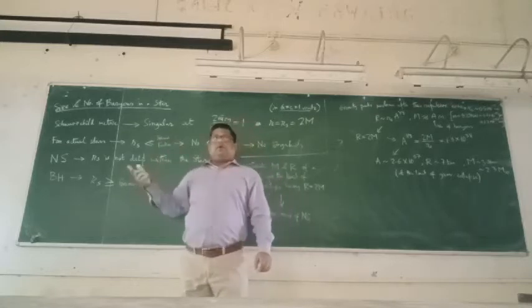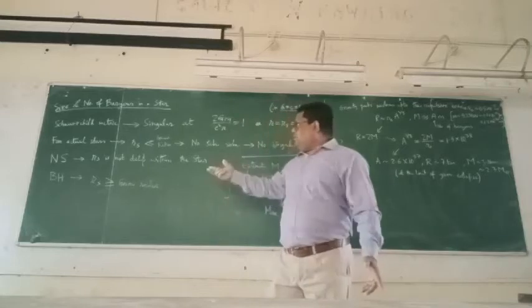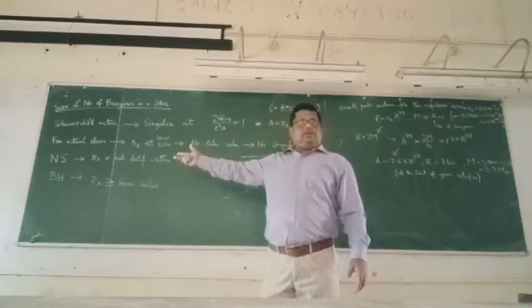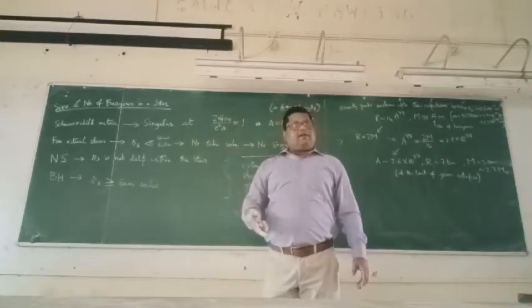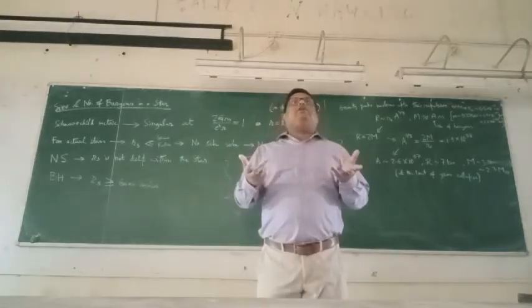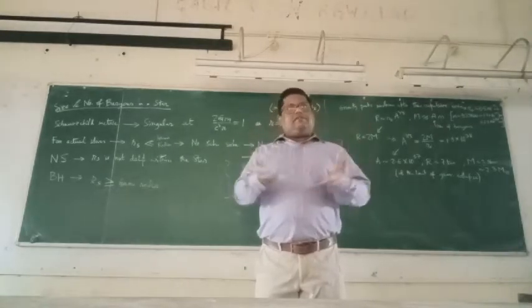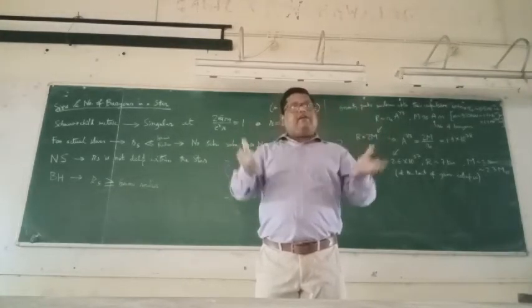And what about a black hole? What is a black hole? Basically, a black hole is a stellar object where your Schwarzschild radius is more than or equal to your gravitational radius. It doesn't have a surface. It will eat away everything.